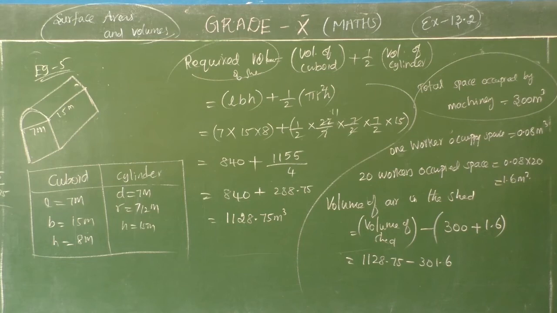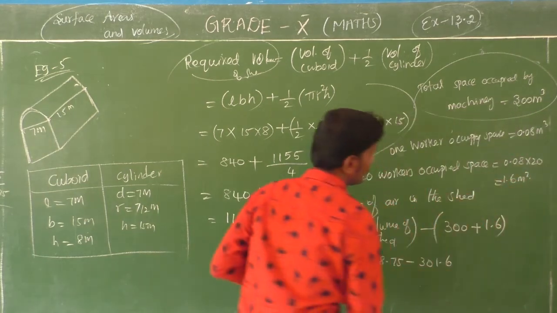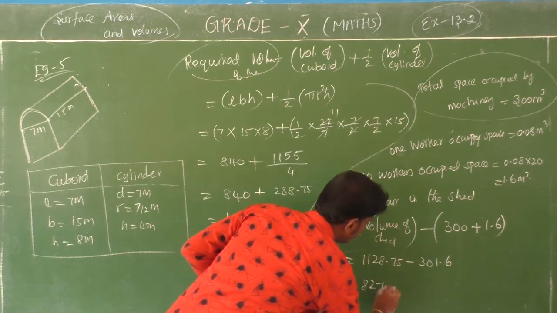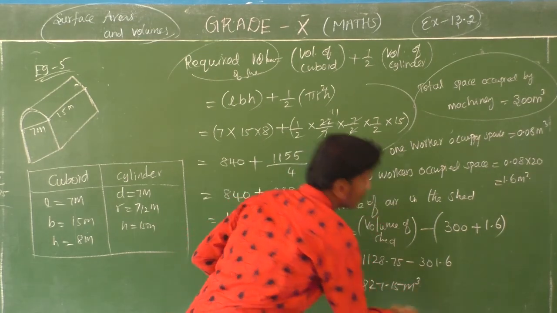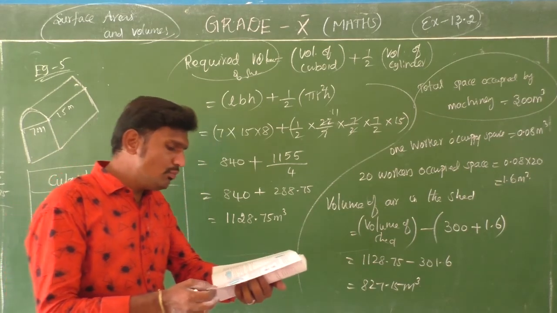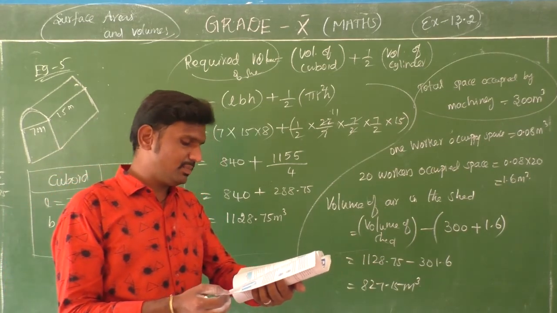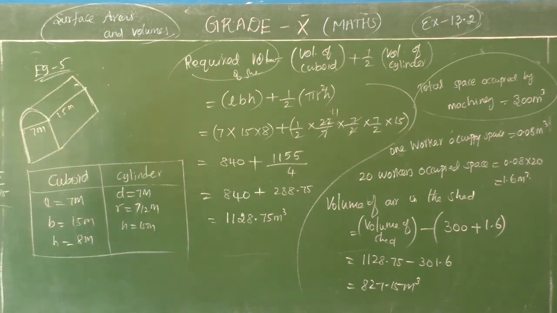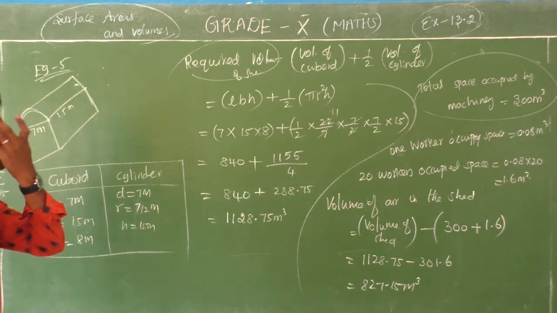Now I am going to subtract 1128.75 minus 301.6. So 5 1, then 7 to 8. So 827.15 meter cube. 827.15 meter cube is the volume of air space in the shed. Okay, have you got it, children? This is a very different question, so listen carefully all of you.